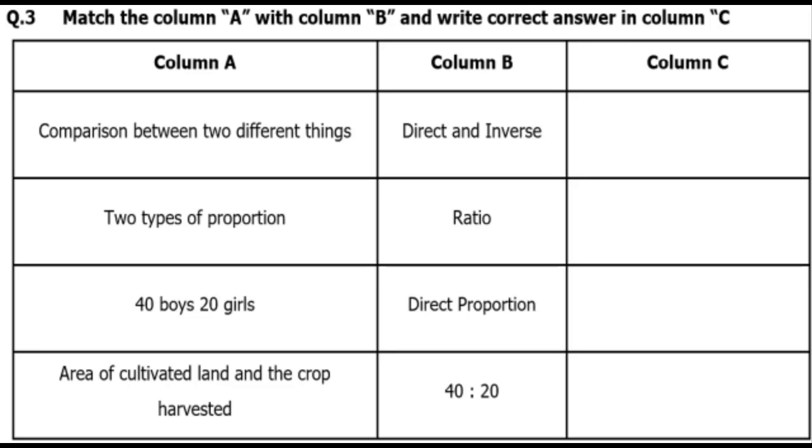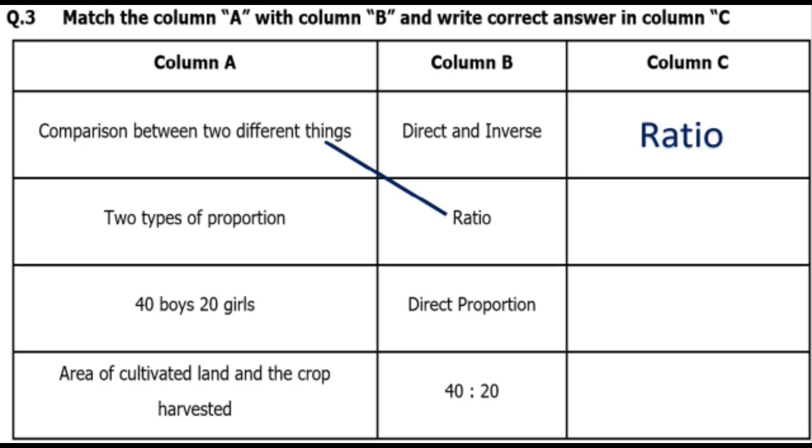Question number 3 of your worksheet is match the column A with column B and write correct answer in column C. Column A. Comparison between two different things. Now we will find the answer of this in column B. The right answer is ratio. Comparison between two different things is called ratio.